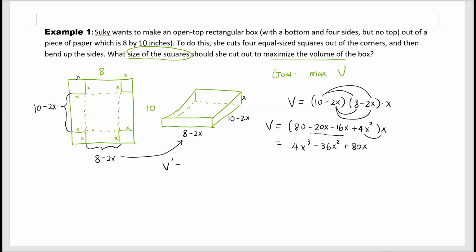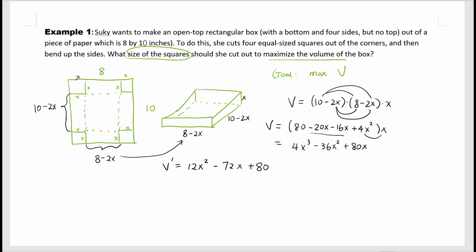Okay, and then we are ready to differentiate, right? So v prime is 3 times 4, which is 12x squared. And then 2 times 36 is 72x, plus 80. So far, so good, everybody.